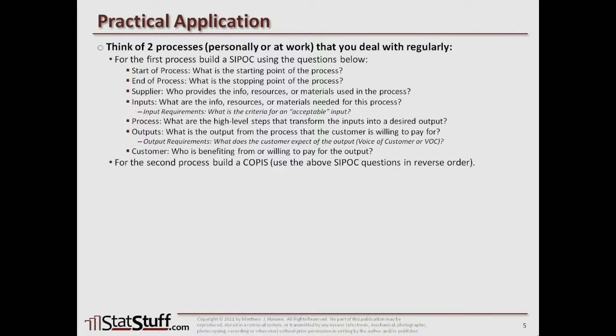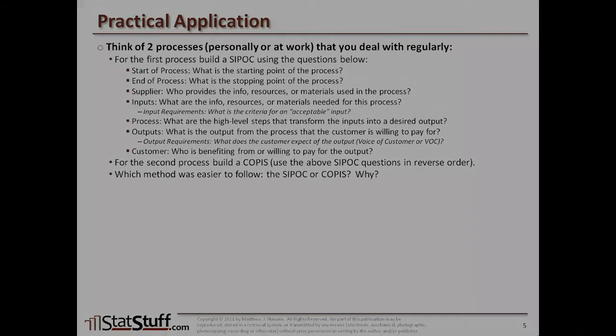But then for the other process that you identified, try doing the same exact thing, answering the same exact questions, but go in reverse order, where you're beginning with the customer and then working yourself backwards, following the COPIS model instead of the SIPOC, which was left to right. And then, which of those methods, when you tried each one of those, which do you think was easier for you to follow, the SIPOC or the COPIS method? And why was it easier than the other one?